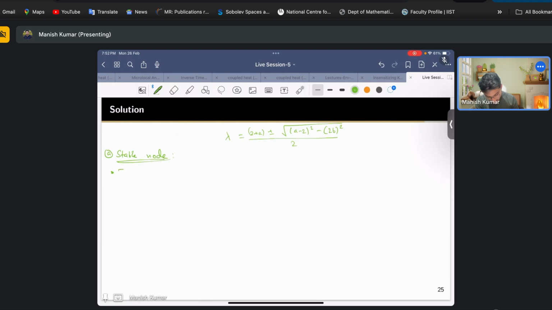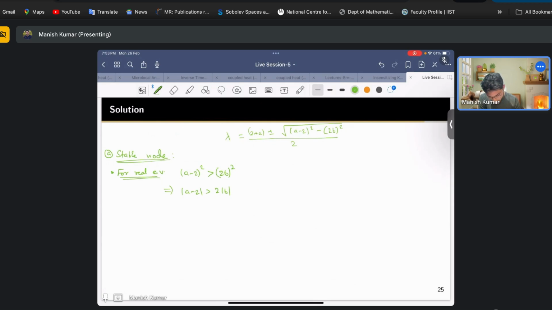So what do we need for real eigenvalue? For real eigenvalue, the term which is under the square root, we have to make this positive. So a minus 2 square should be greater than 2b square, correct? So this means mod a minus 2, right, this is greater than 2 mod b. So this is what we need for the real eigenvalue.